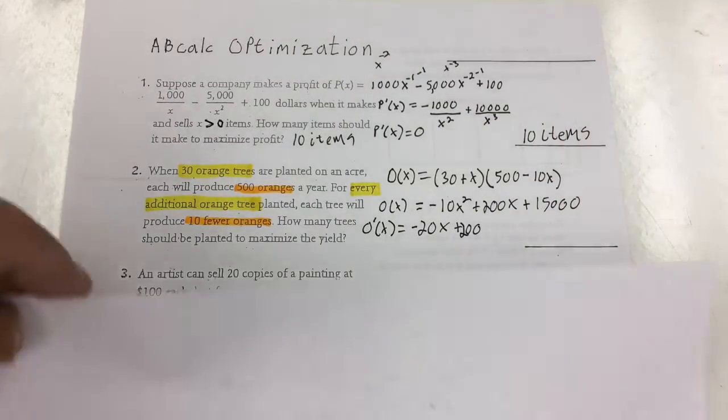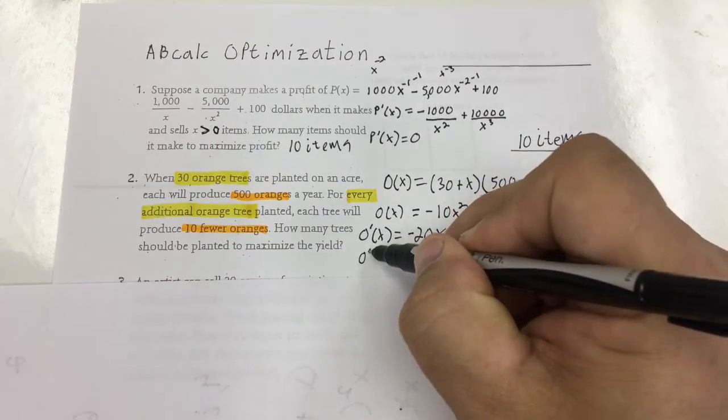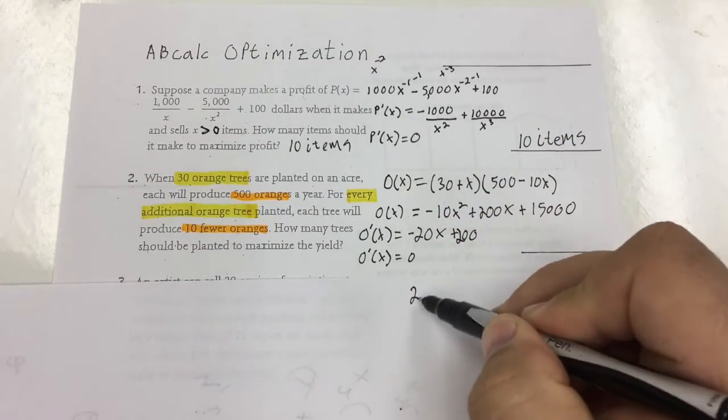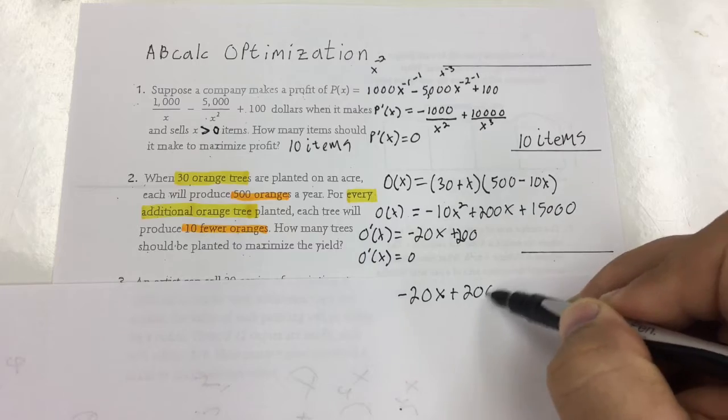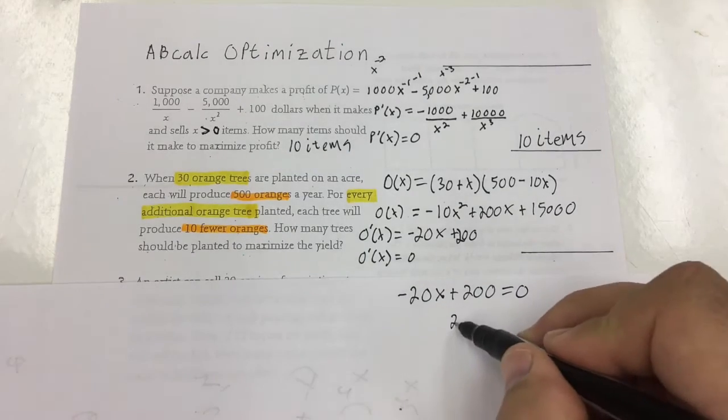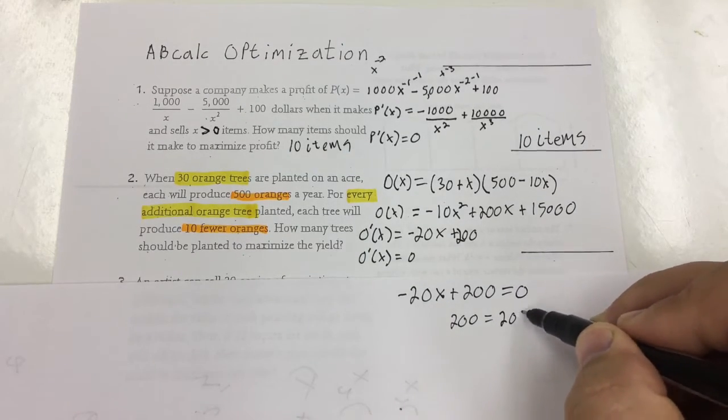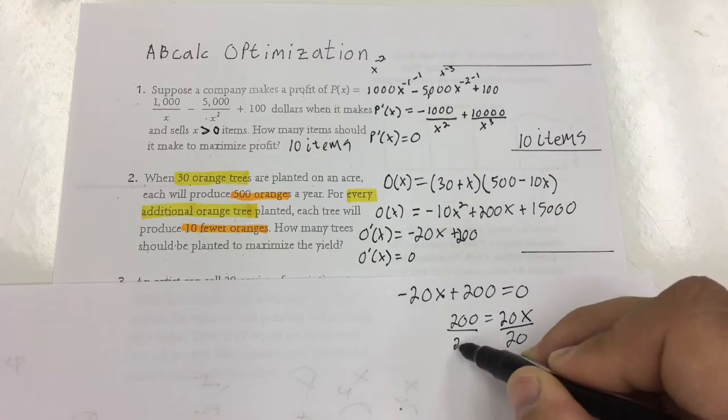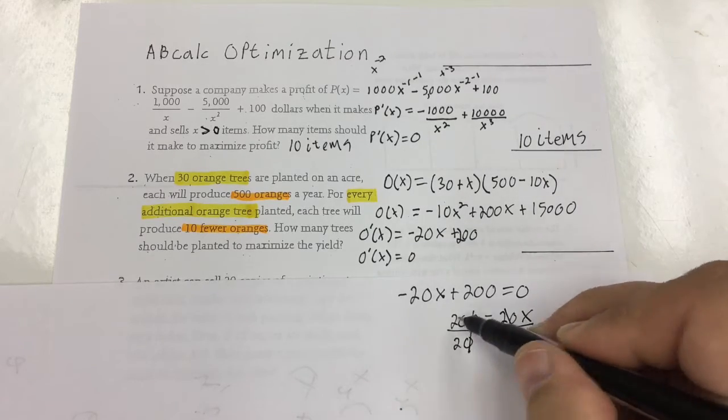Now, the key is, again, you set that derivative equal to 0. So I let O prime of x equal 0, and that's going to give me negative 20x plus 200 equals 0. I add the 20x to both sides, so that's going to give me 200 equals 20x. Divide both sides by 20. That's going to give me 10.